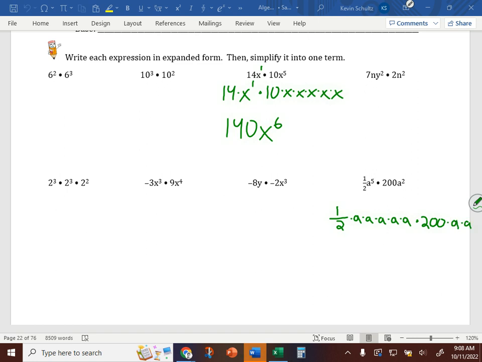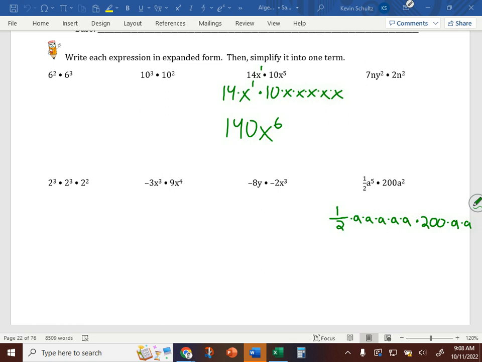Okay. And so we look at what we can combine here. We consider our rule. Coefficients are multiplied. Our coefficients here are 1/2 and 200. The brain doesn't like to think about 1/2 times 200. It much prefers to think about it as 1/2 of 200, because remember that word of means that you multiply. When I phrase it as 1/2 of 200, you're, oh yeah, duh.